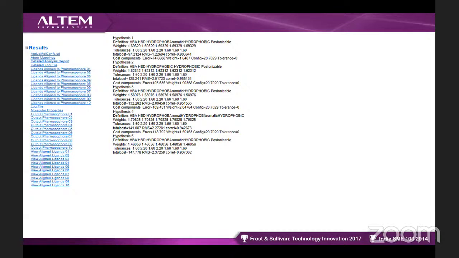Once I finish my process, we get very detailed results. I will get detailed results which show me hypothesis 1, 2, 3, 4. Okay, try to predict more hypotheses. That is good.